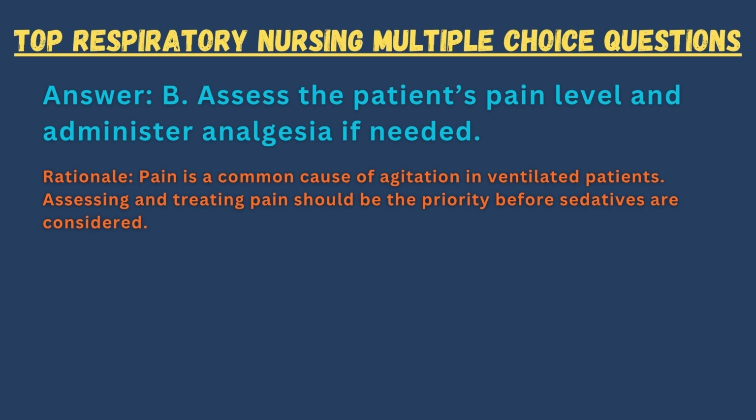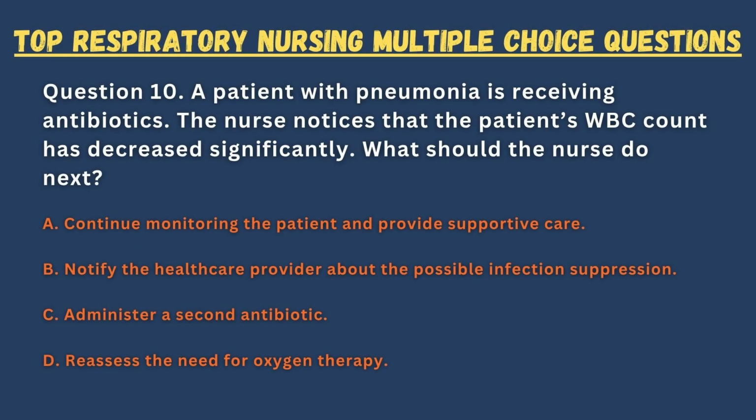Rationale. Pain is a common cause of agitation in ventilated patients. Assessing and treating pain should be the priority before sedatives are considered. Question 10. A patient with pneumonia is receiving antibiotics. The nurse notices that the patient's WBC count has decreased significantly. What should the nurse do next?